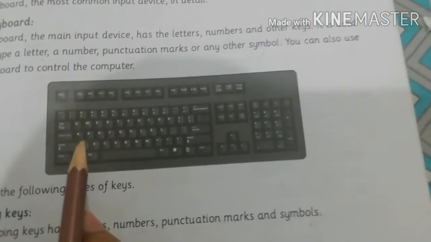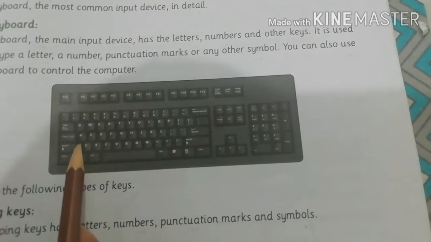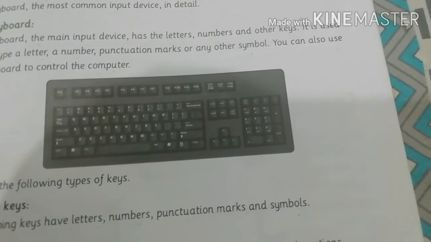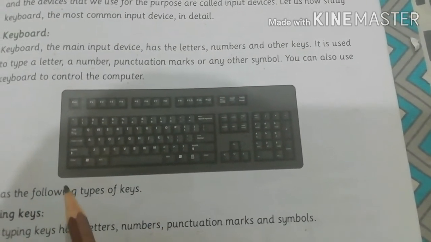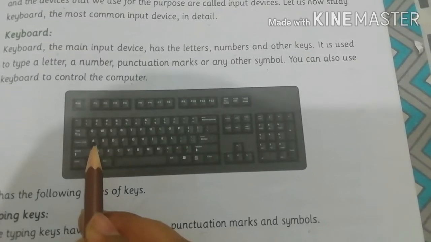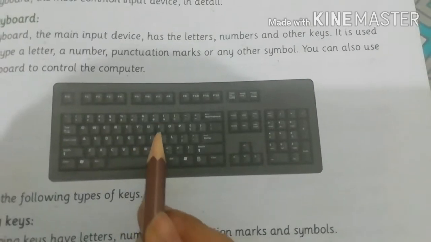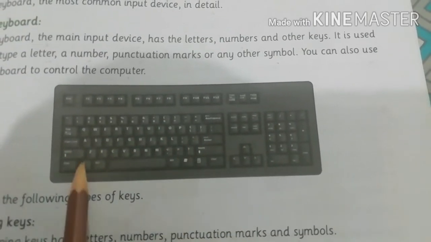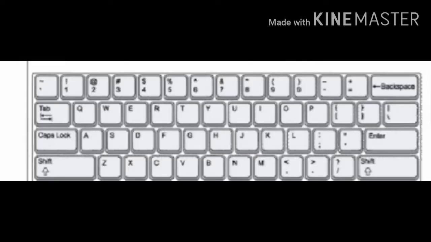Dear students, look. The center part of the keyboard is the typing keys. If you write your name, you just press. For example, your name is Ali. You just press A, L, and I. These are the alphabet keys. You write your name using typing keys. In the keyboard, the typing keys look like this.